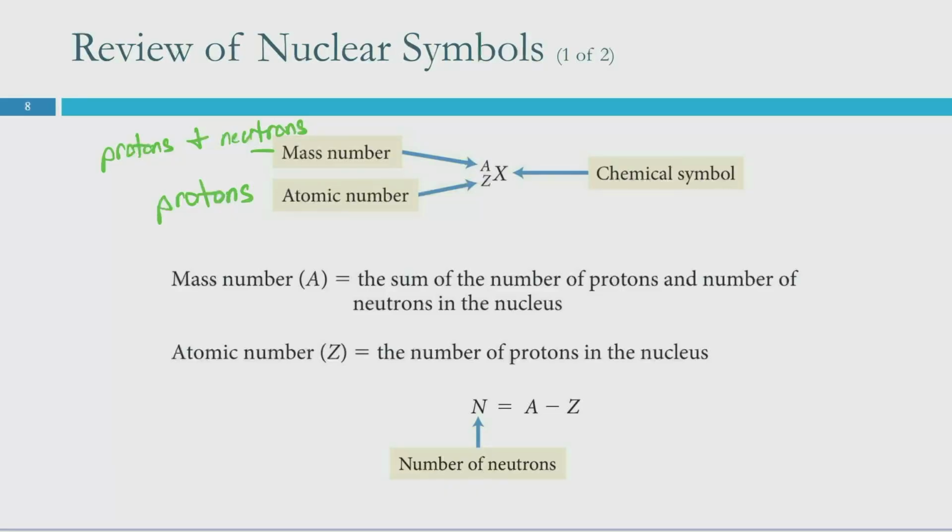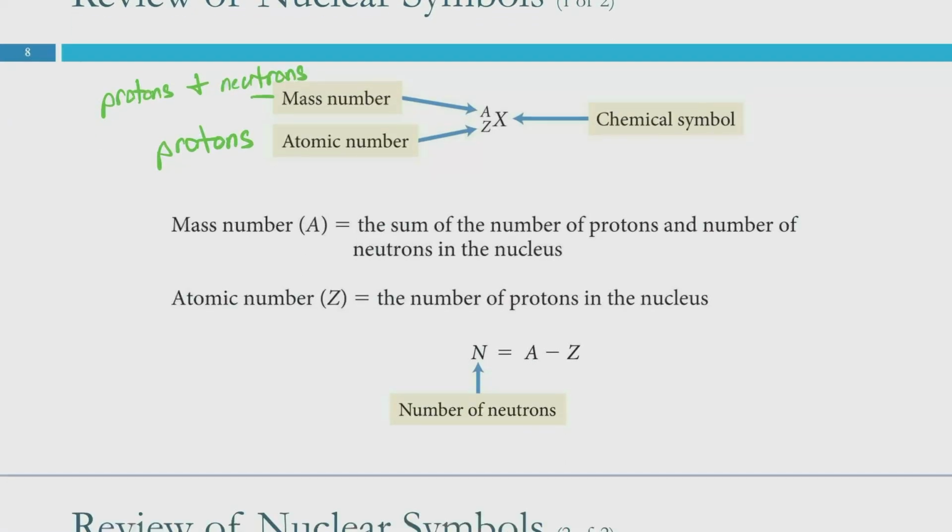A couple of ways to remember it. Big number over little number, A over Z. A comes before Z. We're going to put the big number over the little number. It's always going to be a bigger number on top than on the bottom. Or they'll be the same for hydrogen. And then X here is just standing in for any chemical symbol. So off of our periodic table, our 1 or 2 letter chemical symbol.